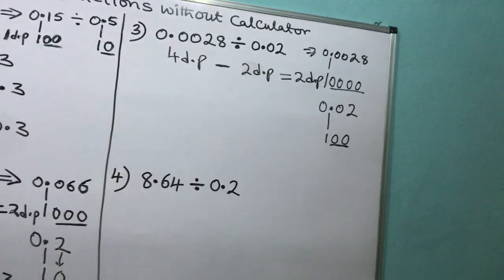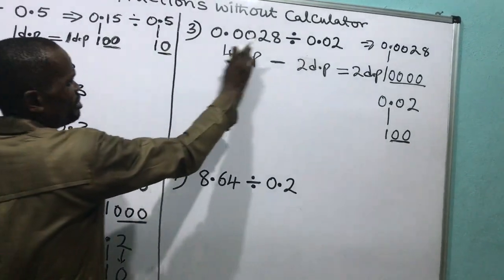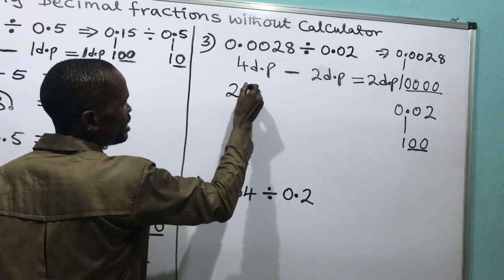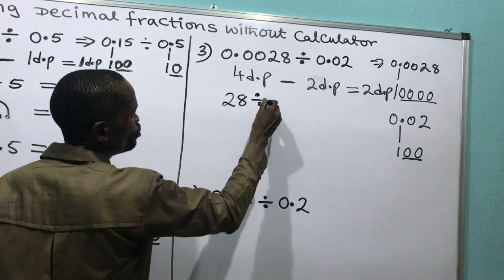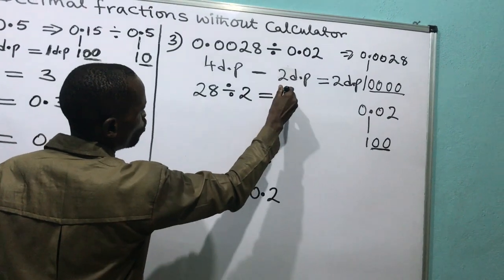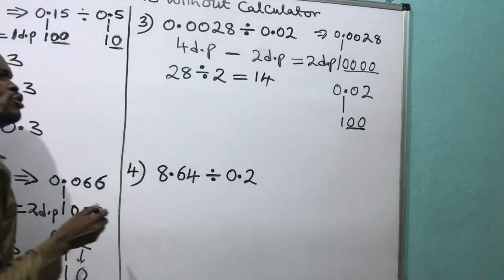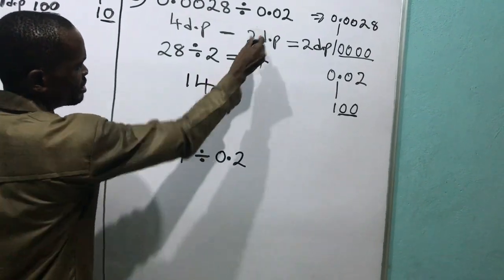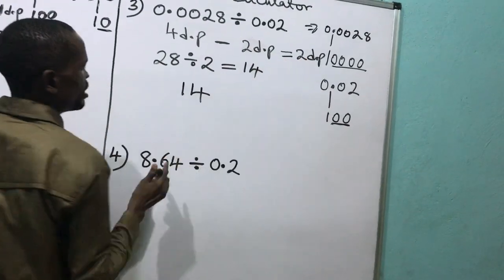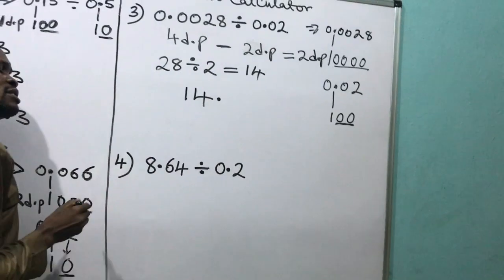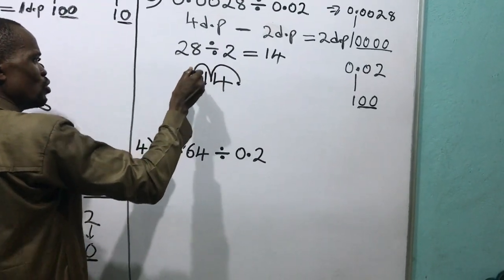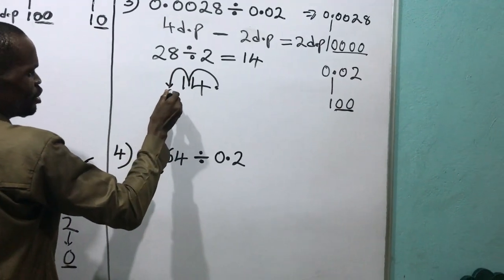Right now, after I have done this, I'm going to divide as if they are not decimal fractions. I'm going to have 28 divided by 2, and that will give me 14. Then I'm going to return my decimal places, which is a total of 2 decimal places. Look at where my point is here, which is my cursor. I'm going to return it by 1, 2. That means my decimal point will be here.